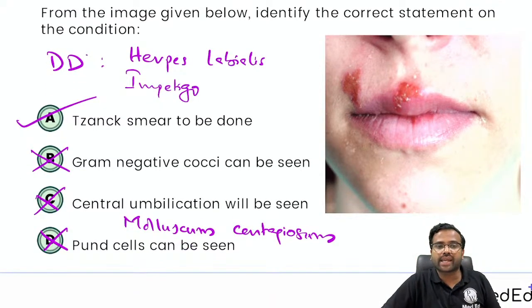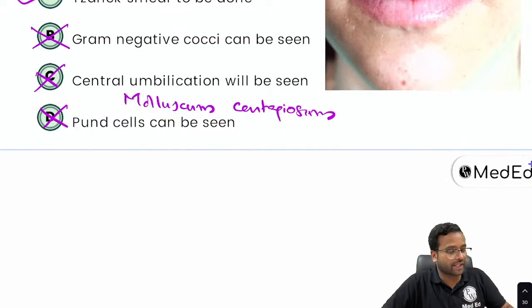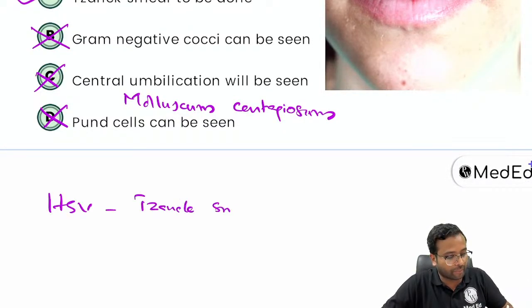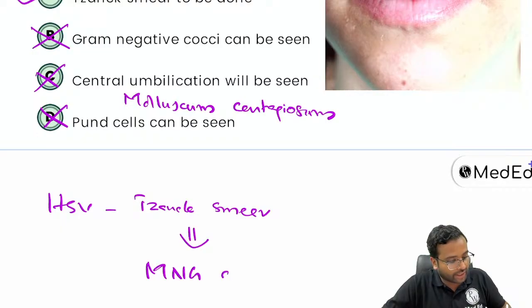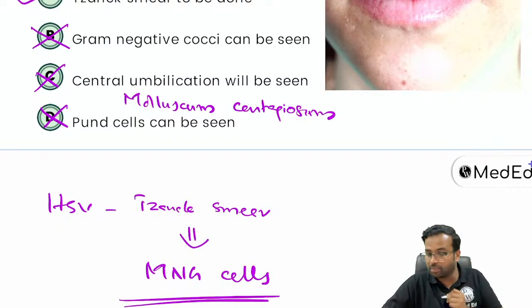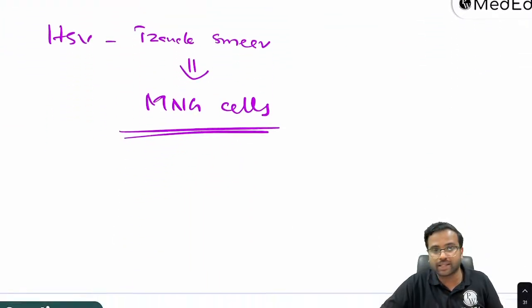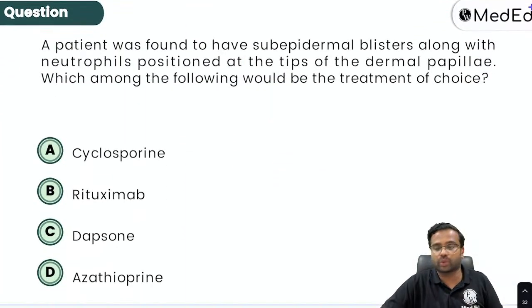And what do you see in a Tzanck smear usually in the cases of HSV? In the case of HSV, in a Tzanck smear, we can see multinucleated giant cells. So moving to the next question now.